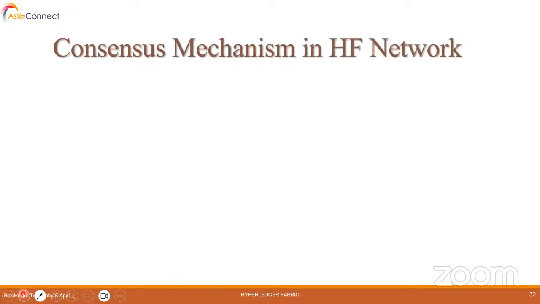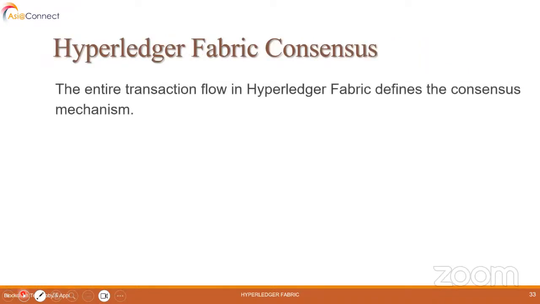Now, as I told you, the consensus mechanism in Hyperledger Fabric network is altogether different. The entire transaction flow in Hyperledger Fabric defines the consensus mechanism. So can somebody tell what is the consensus mechanism in Hyperledger Fabric network? If you raise your hand, then maybe I can unmute you. Anybody who would like to tell what is the consensus mechanism in Hyperledger Fabric network?